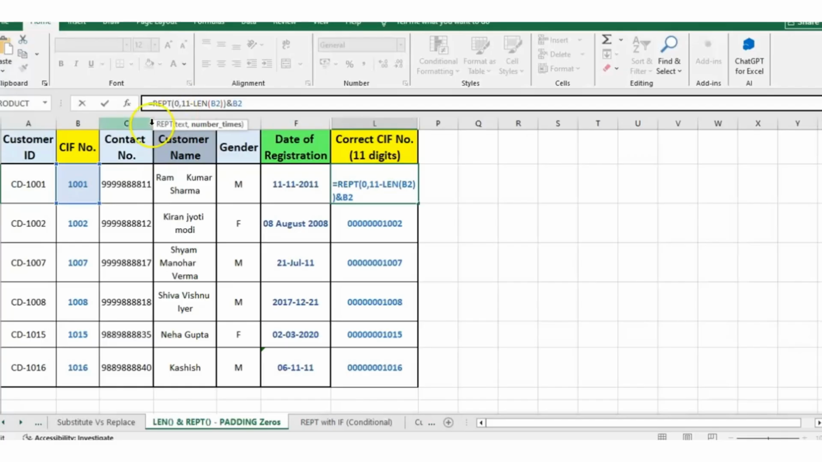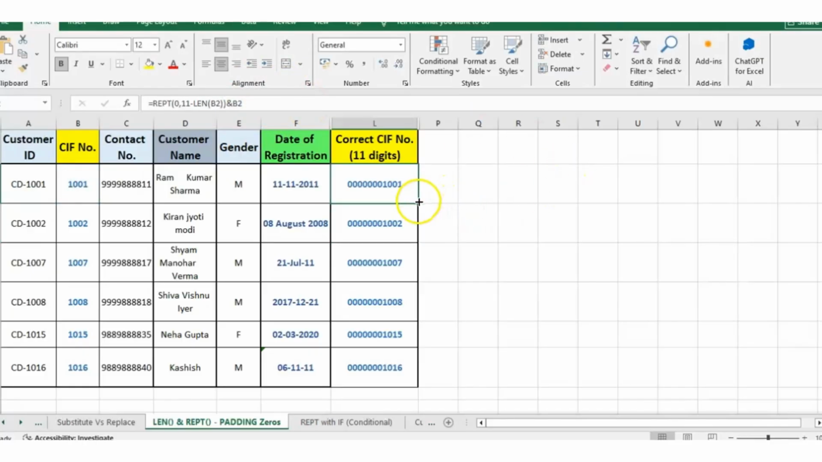So 11 minus length of B2 will give us an output of 7, and we are asking the repeat function to repeat 0 for 7 times before concatenating it with the original CIF number. We can see that this formula can be applied to other CIF numbers as well. And quickly, for testing purposes, if I change this value, instead of 1002 I make it 11002, we can see that it is adjusting the number of zeros. So here the number of zeros which are padded is 1 2 3 4 5 6.